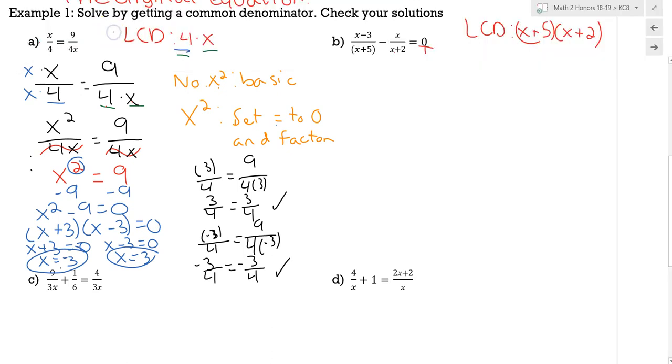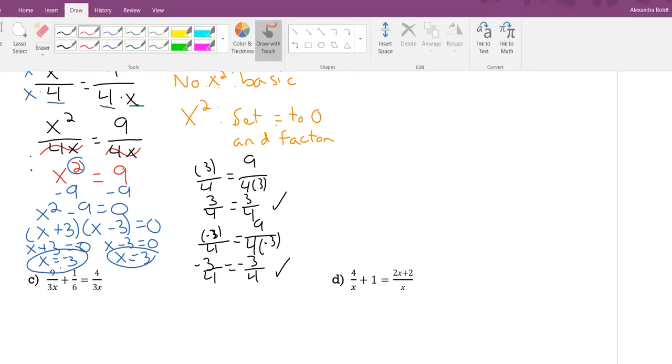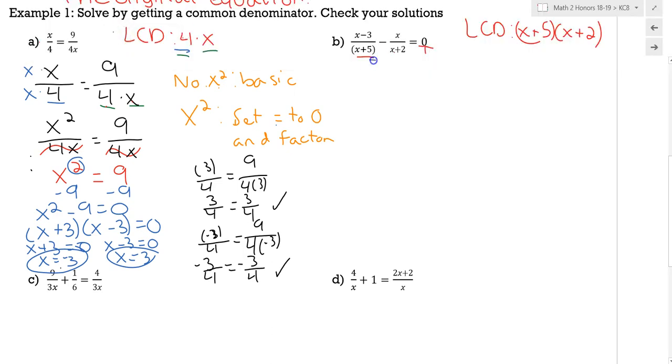So, checking our work, we have an x plus 5 here, so we're missing that x plus 2. Here we have an x plus 2, so we're missing that x plus 5.